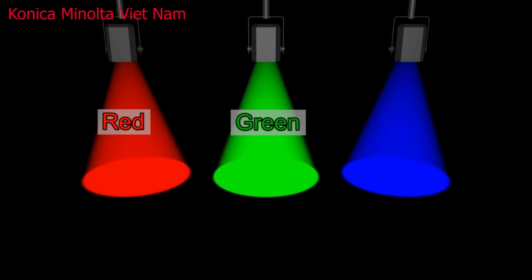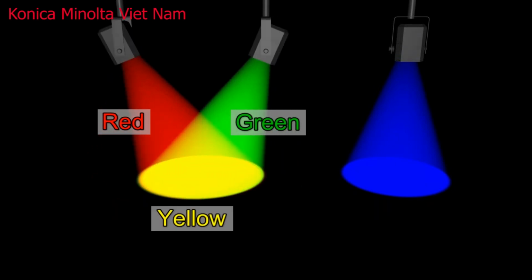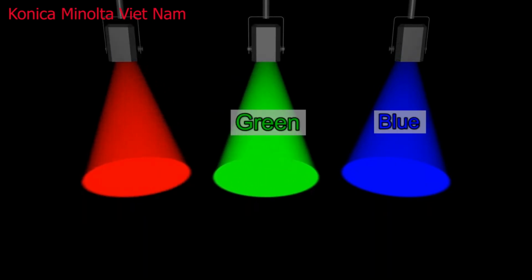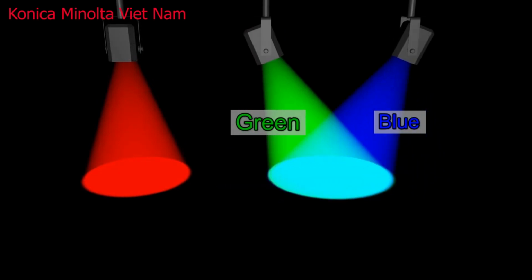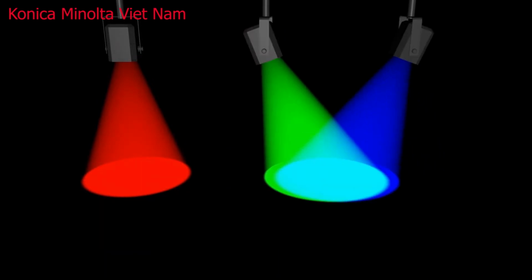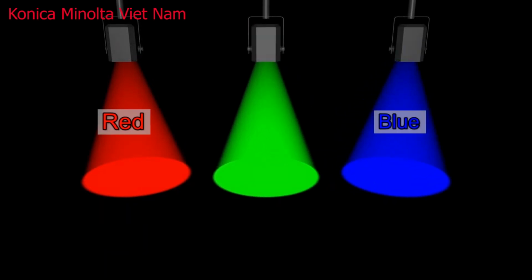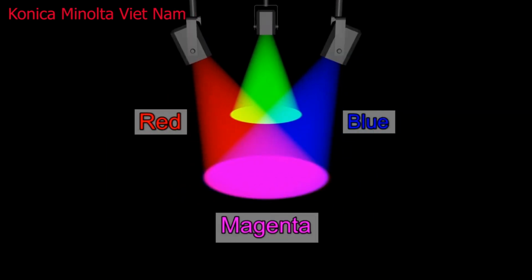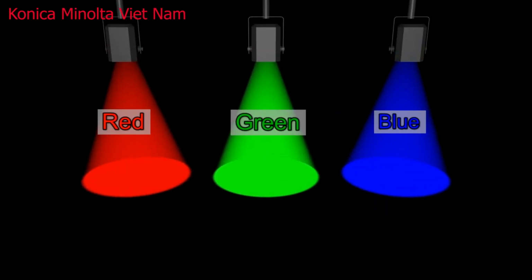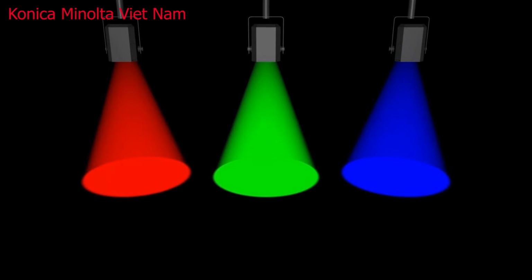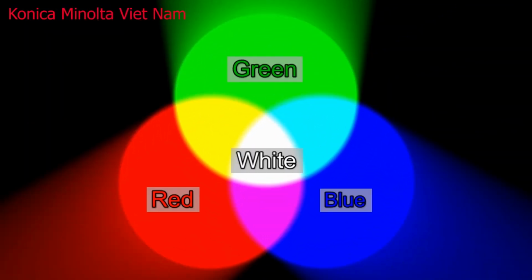Mixing red and green light produces yellow. Mixing green and blue creates cyan. Mixing blue and red makes magenta. Mixing all three colors, red, green, and blue, creates white. PC monitors and television screens produce images by using this principle and adjusting brightness.